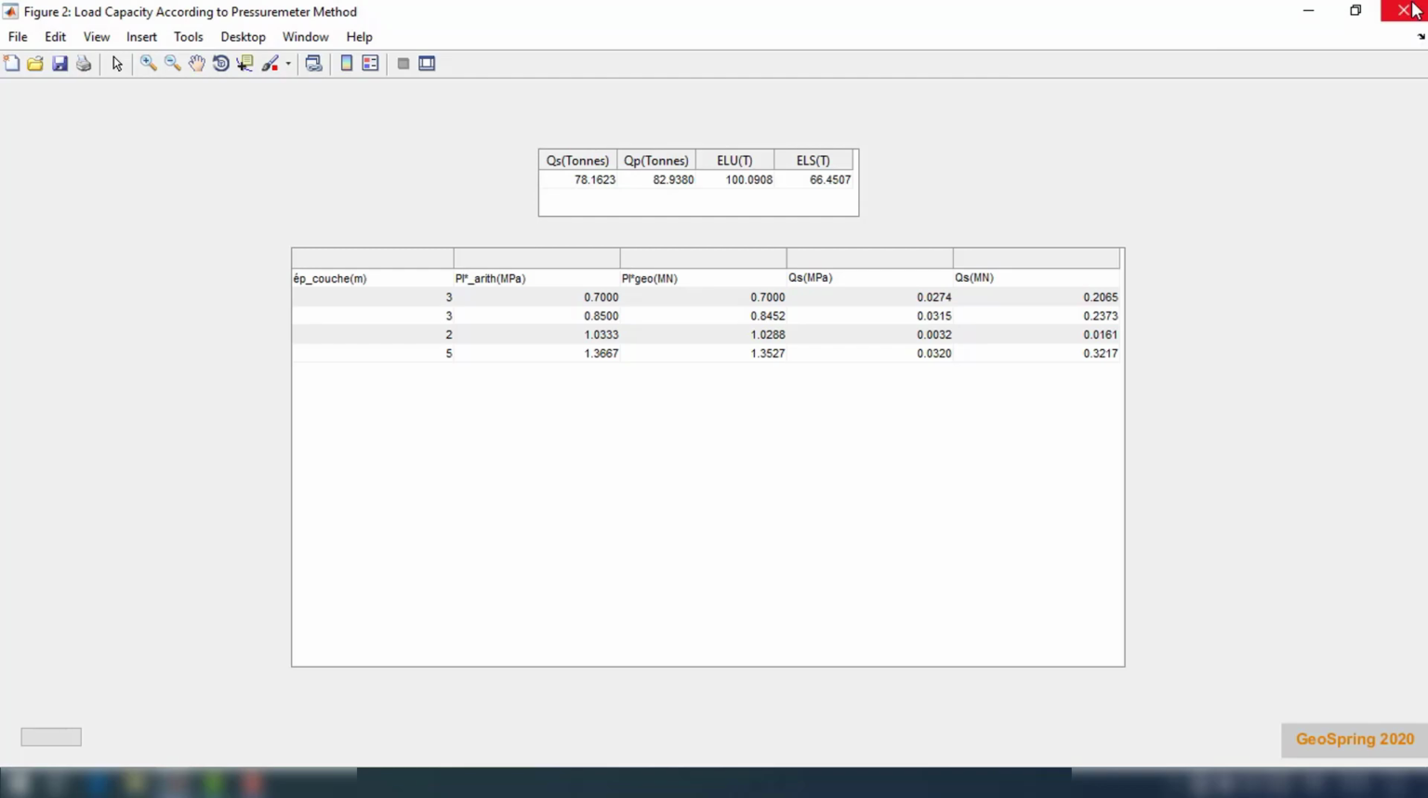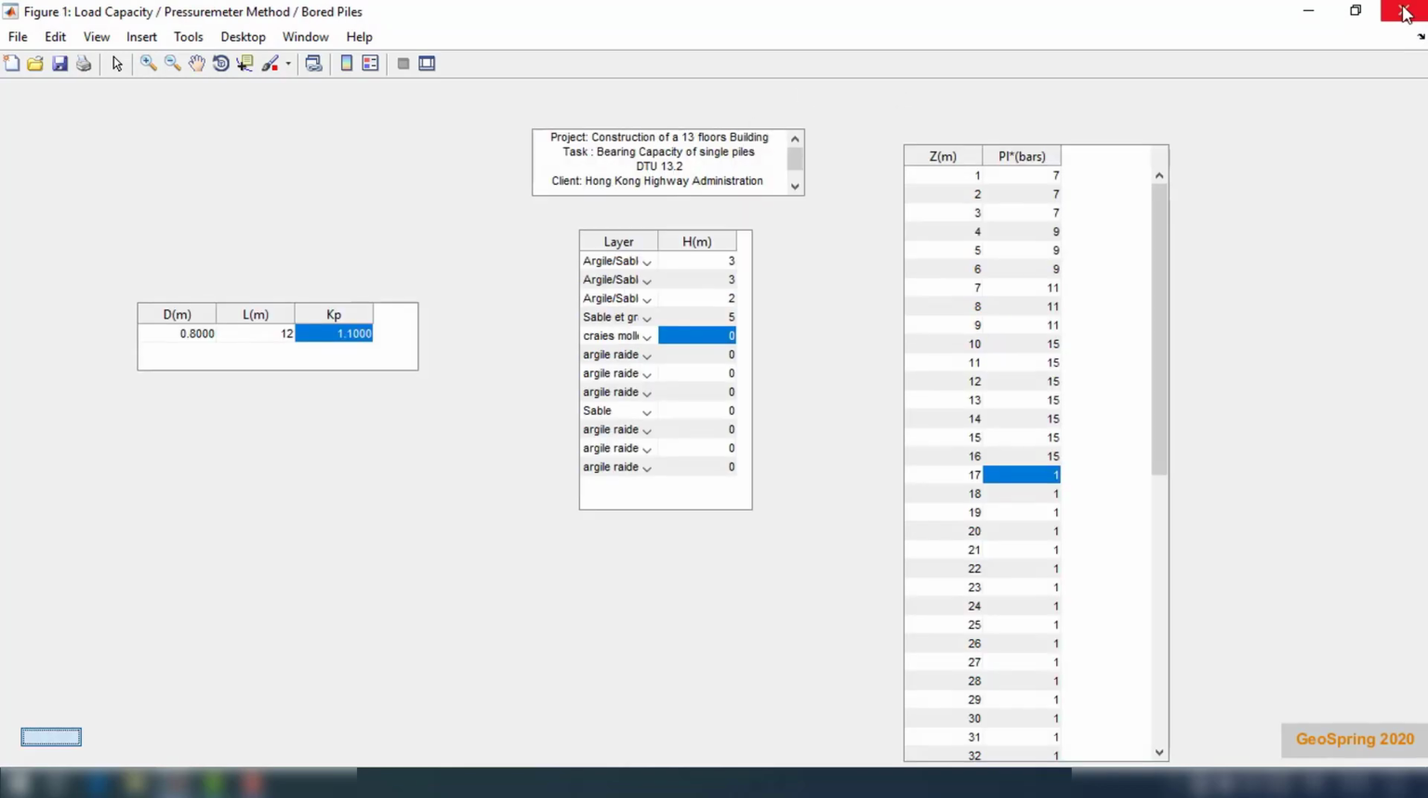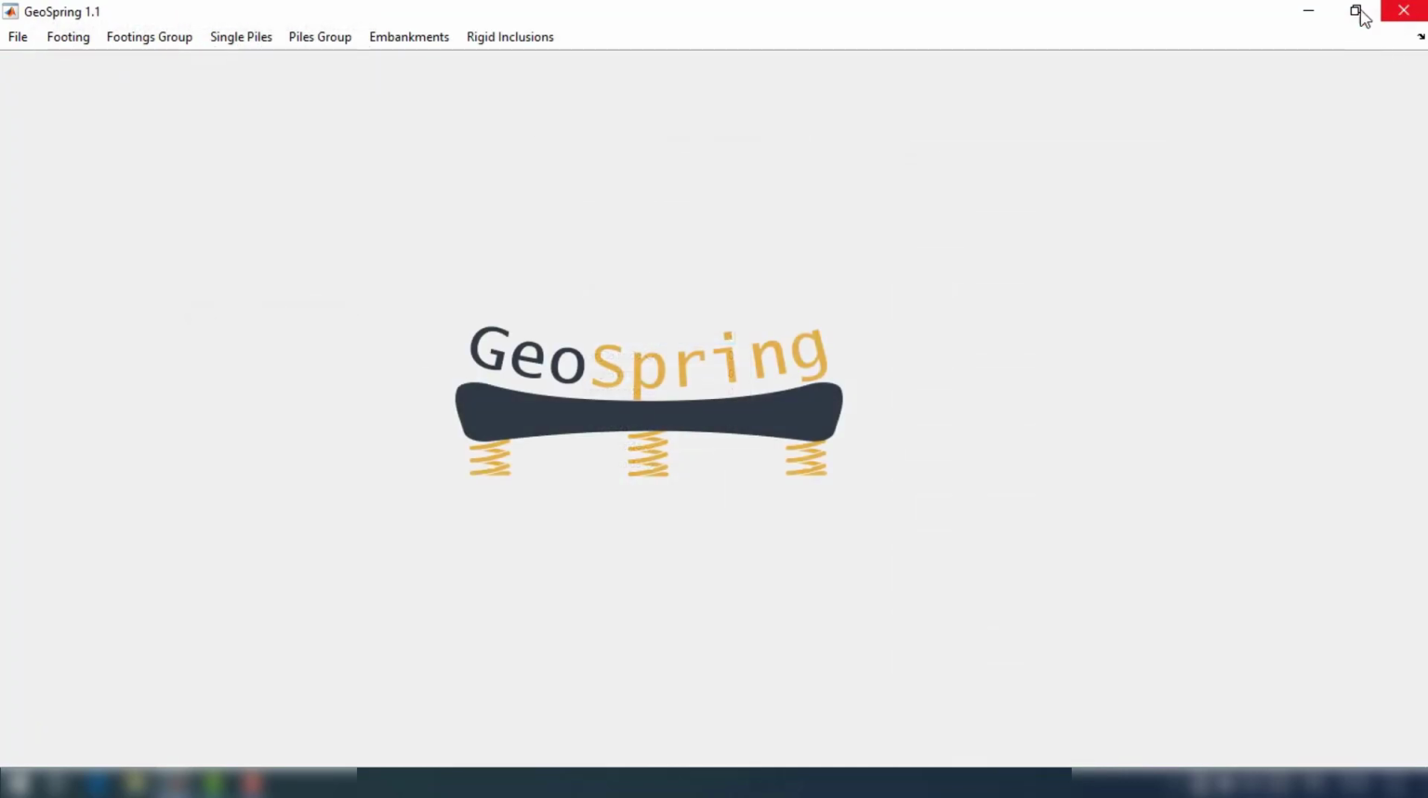Okay, so now let us move to the settlement of single piles. So you go to single piles, settlement. You have the settlement of single piles in GeoSpring by means based on cohesion and friction angles, and also based on pressuremeter data.